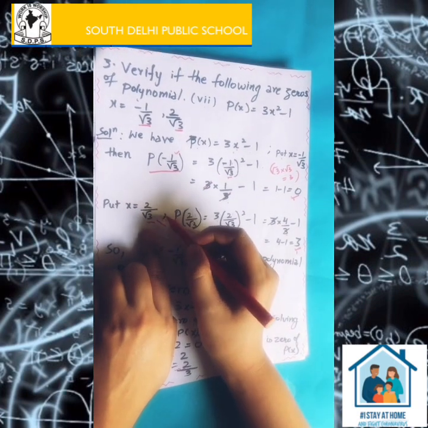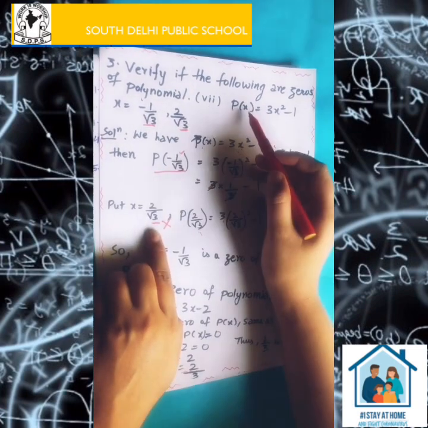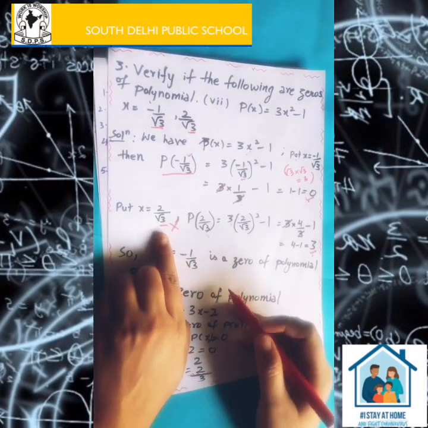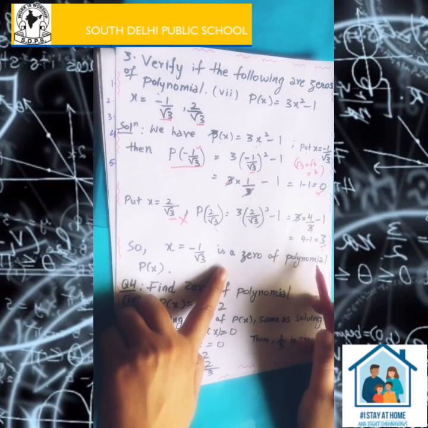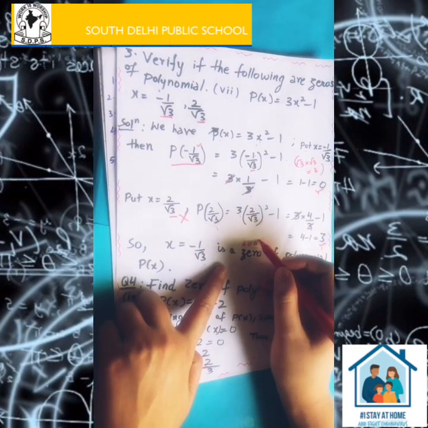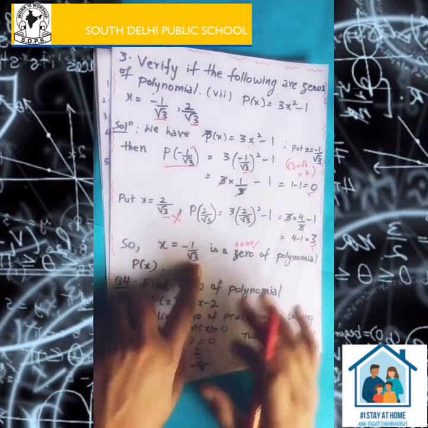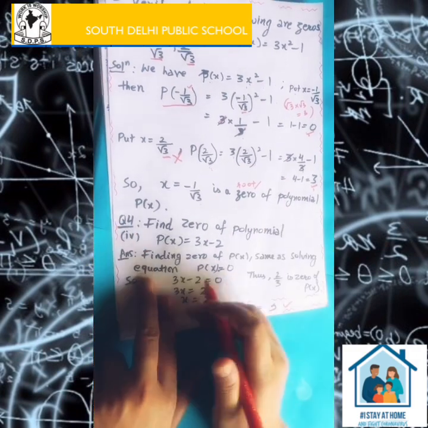Therefore, this is not a root of this polynomial, but 1/√3 is a 0 of the polynomial p(x). A 0, or we can also call it a root, it is the same thing.